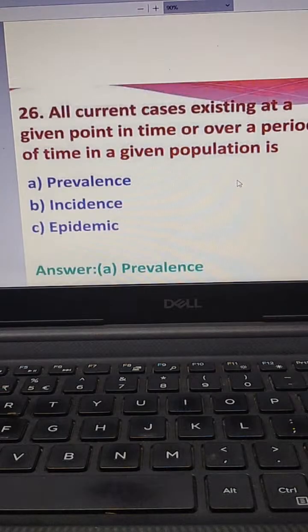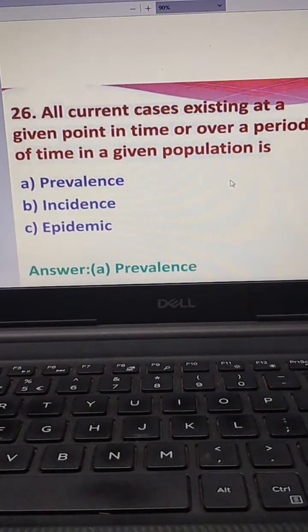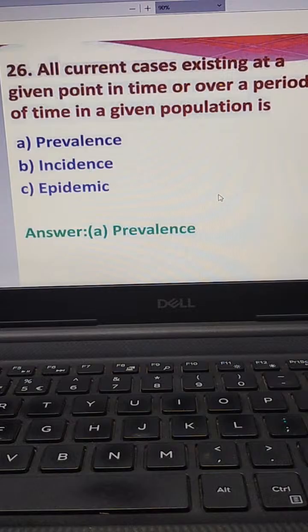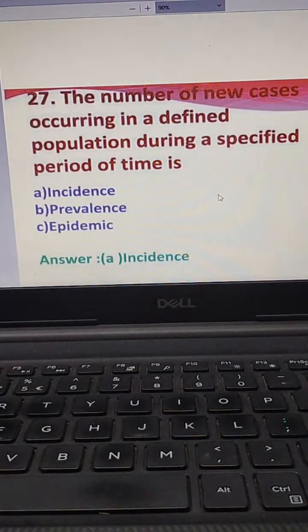Here you can see the first question. All current cases existing at a given point in time or over a period of time in a given population is prevalence, incidence, epidemic. The answer is prevalence. The next question. The number of new cases occurring in a defined population during a specified period of time is incidence, prevalence, epidemic. The answer is incidence.